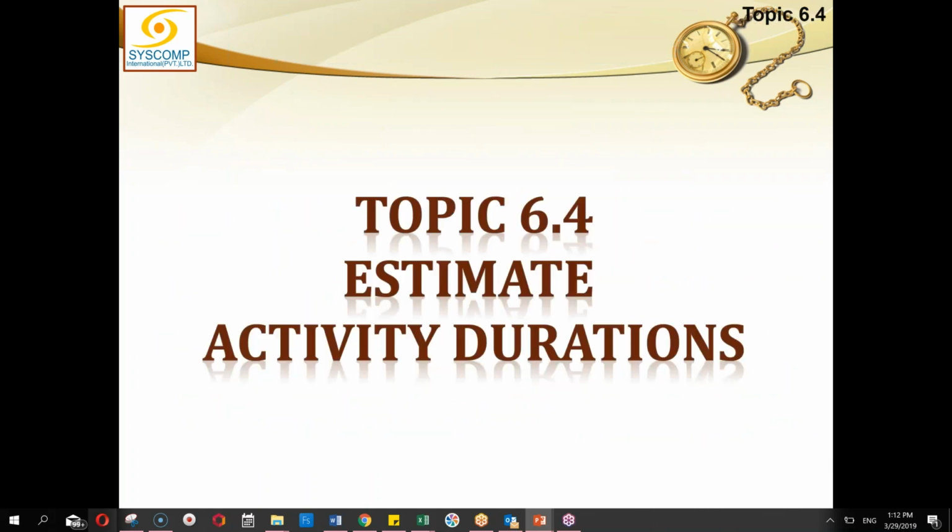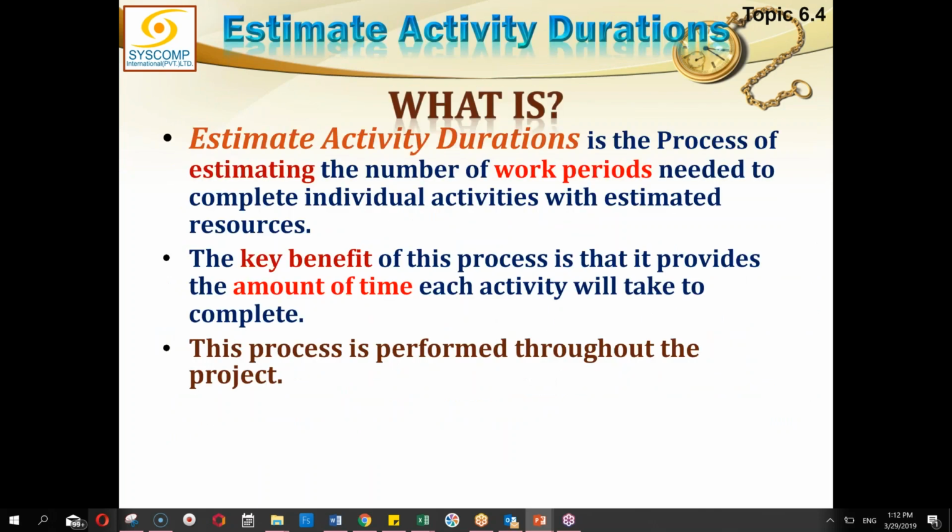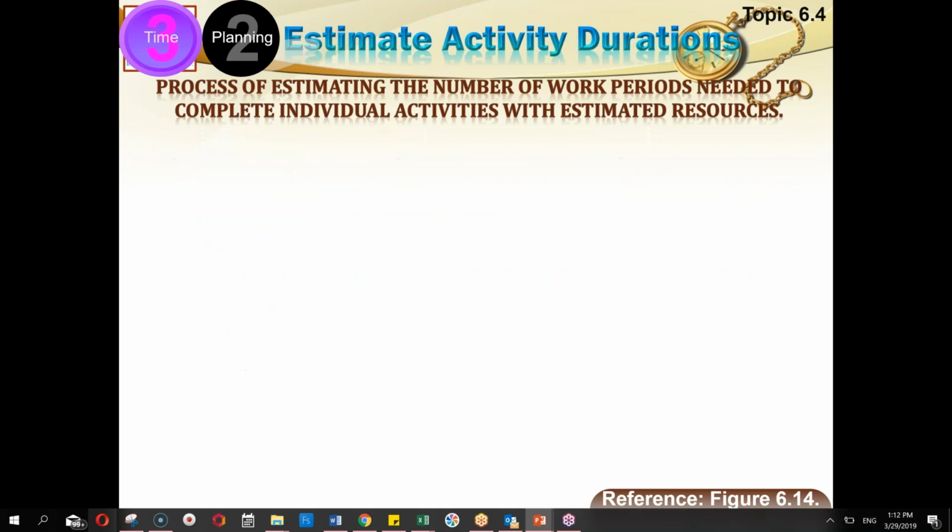Then comes the activity, estimate activity duration. In estimate activity duration, we will define the work period, how much time each activity will take. So if we have these work periods defined, the amount of time for each activity will be known, and we will be able to create the critical path and all that. We can do that only when the duration is known.